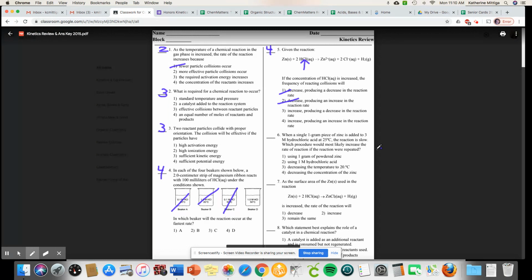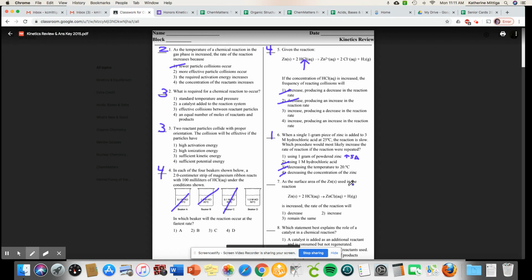When a single 1 gram piece of zinc is added to 3 molar hydrochloric acid at 25 degrees Celsius, the reaction is slow. Which procedure would most likely increase the rate of the reaction? So we have a piece of zinc: using 1 gram of powdered zinc. That could do it because that would increase the surface area, making there be more reaction between the reactant particles. Using 1 molar hydrochloric acid? Well, we already have 3. Making it less concentrated is not going to speed it up. Decreasing temperature is going to be fewer particle collisions. Decreasing the concentration of zinc, no.